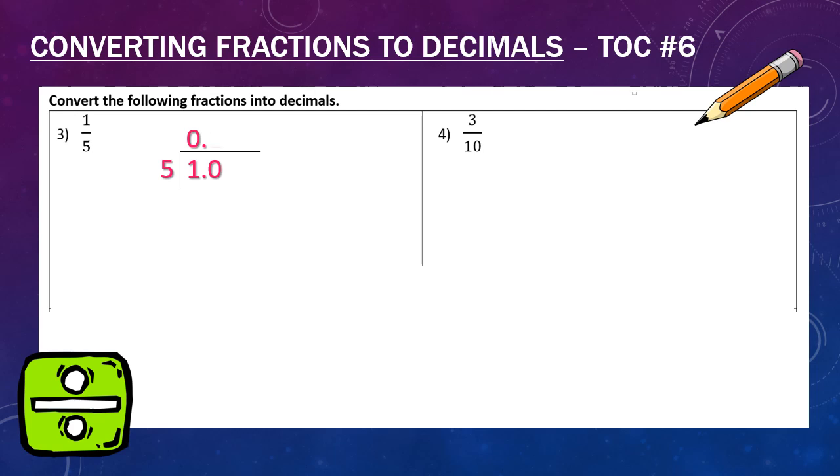5 goes into 10 2 times. 5 times 2 is 10. When I subtract, I get a remainder of 0, so I am done. My answer is 0.2. Don't forget to circle.